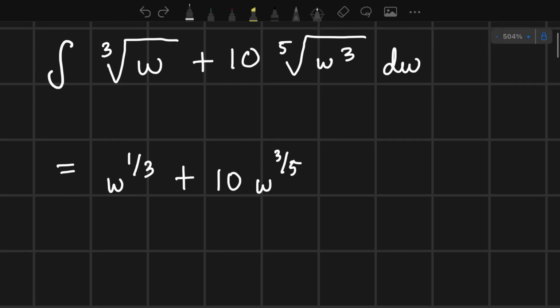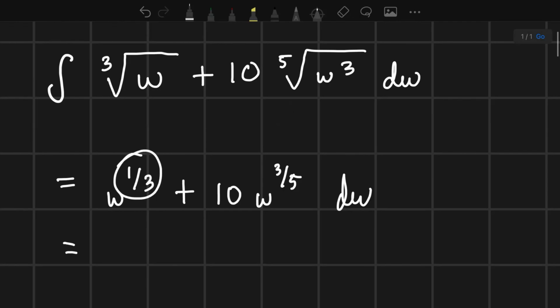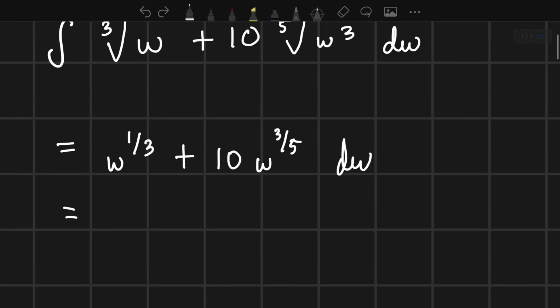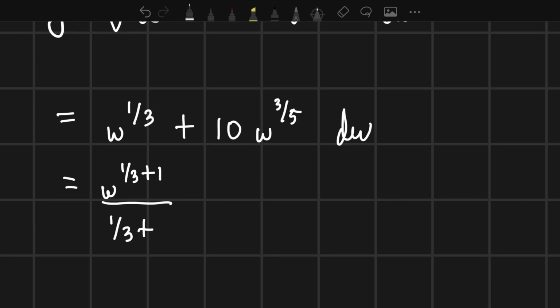Hopefully that makes sense, and that's how you can rearrange any root. And now this question becomes a lot easier because we just have the power rule. Notice how we have it in the power. So let's go ahead and solve this. We are going to have 1 over 3 plus 1 and 1 over 3 plus 1.